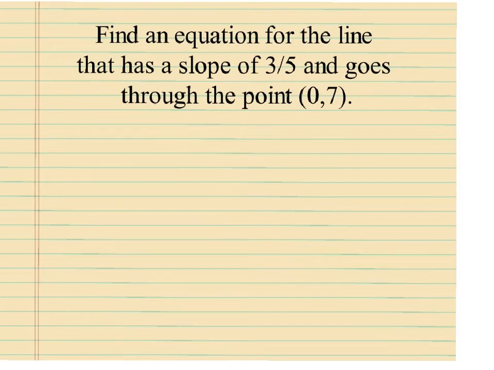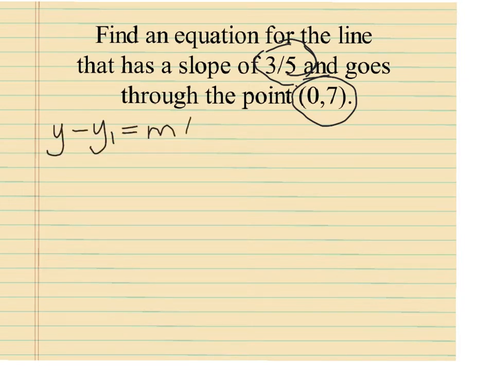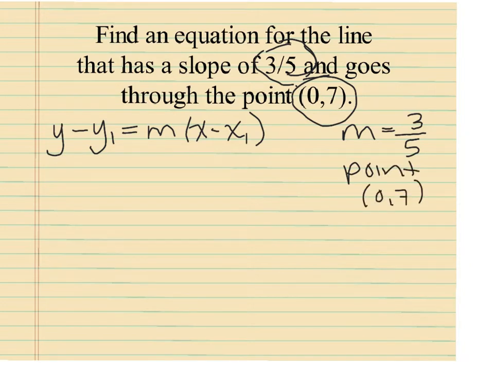So now we have a line that has a slope of 3/5 and goes through this point. I'm going to use the same thing. Y minus y1 equals m times x minus x1. Again, because I have my slope and I have a point. So I'm going to plug it in. Okay, I can leave it like this.